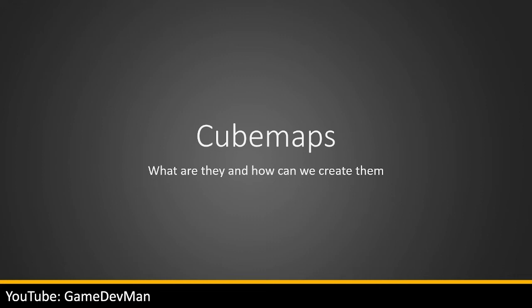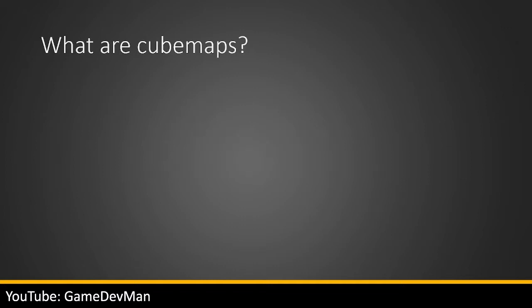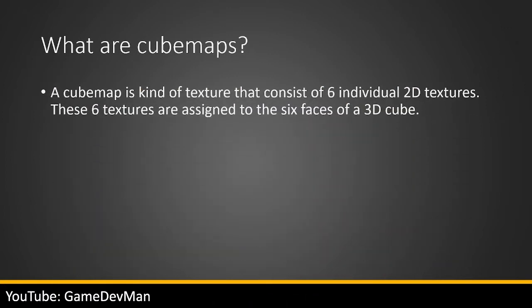Today we're going to take a deep dive on cube maps. We're going to look at what they are, how they're created, and then we're going to use them to create something of our own. So firstly, what are cube maps? Well, a cube map is a kind of texture that consists of 6 individual 2D textures that are assigned to a 3D cube.